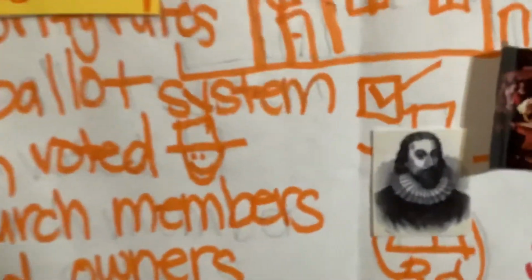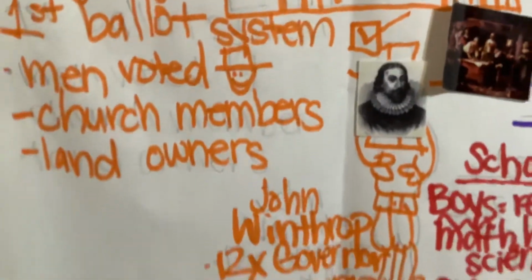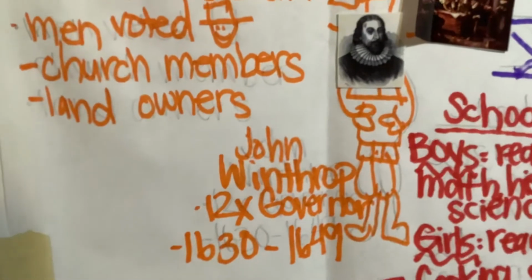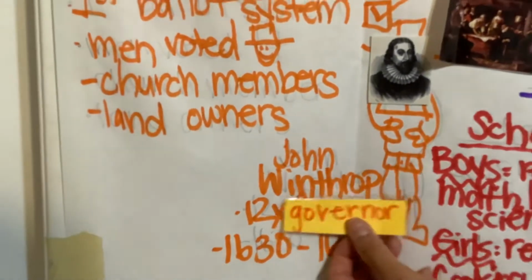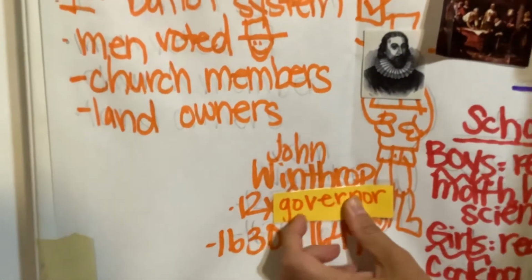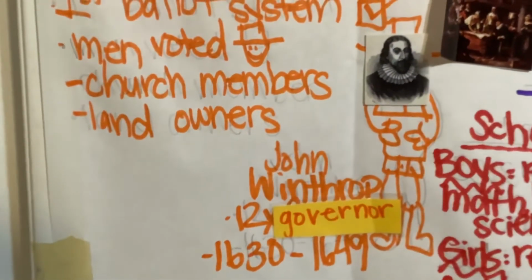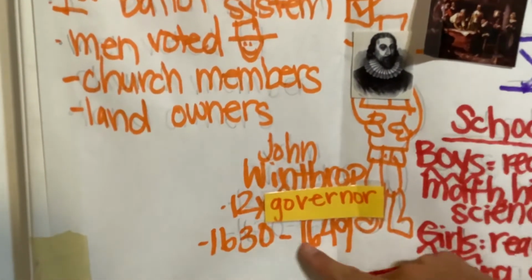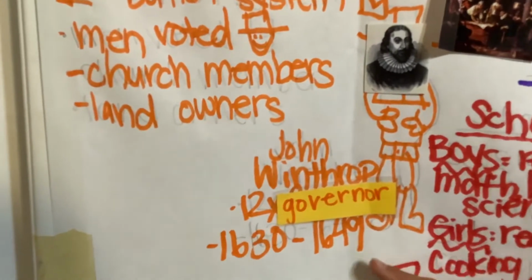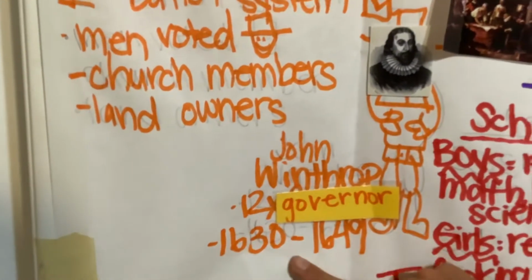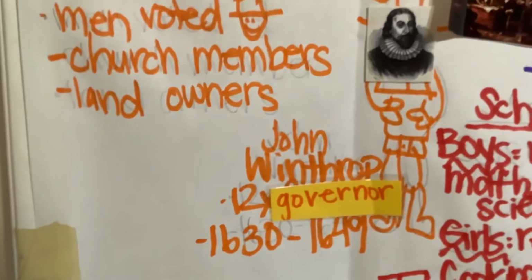Say John Winthrop. John Winthrop was the founder of the Massachusetts Bay Colony, but he was also the governor 12 times. Read this word governor with me. Governor. He was the governor from the year 1630 to 1649. Read this with me. 1630 to 1649.